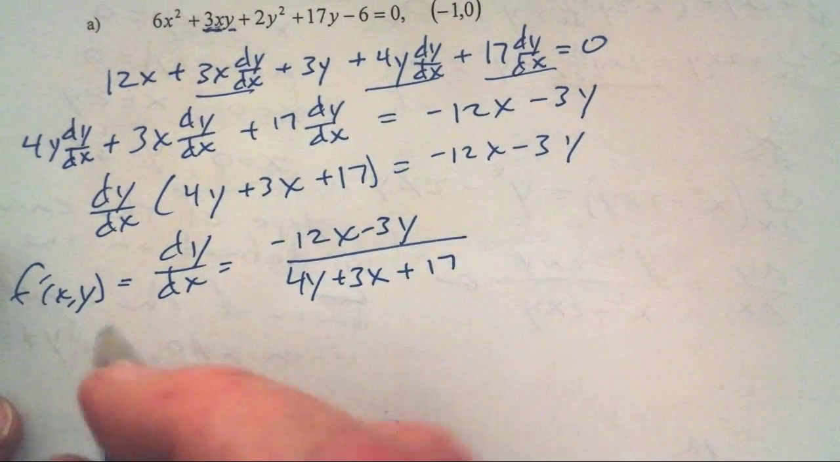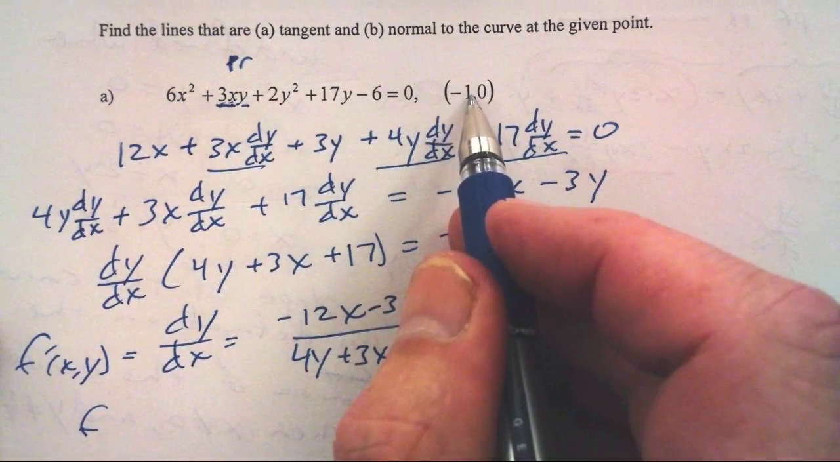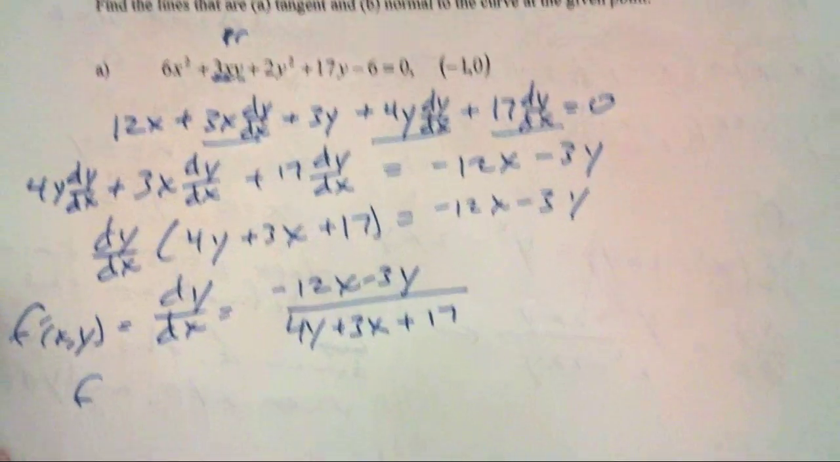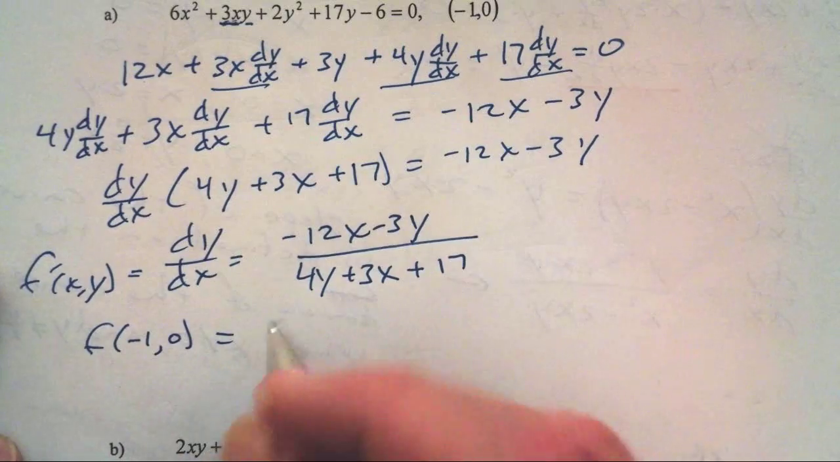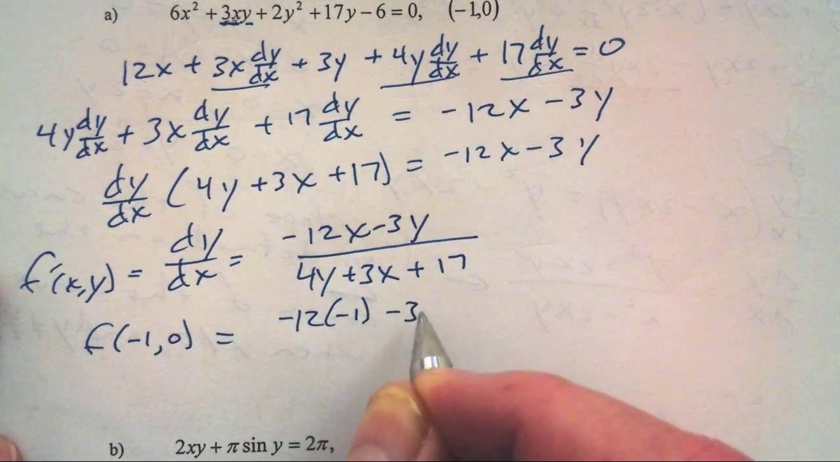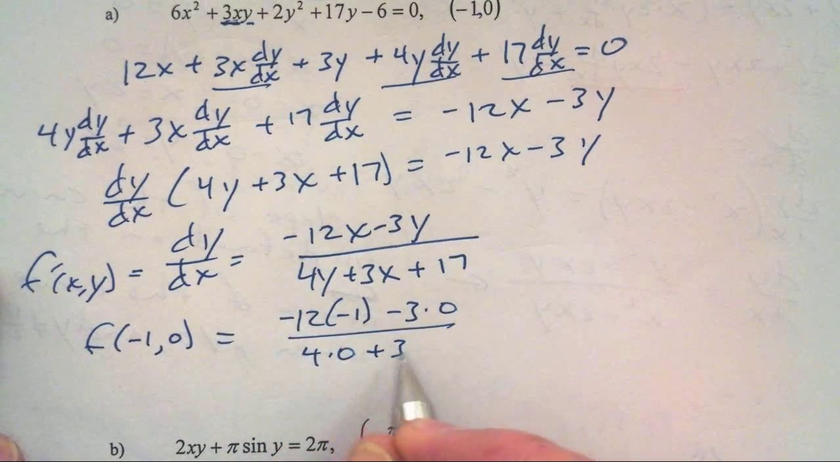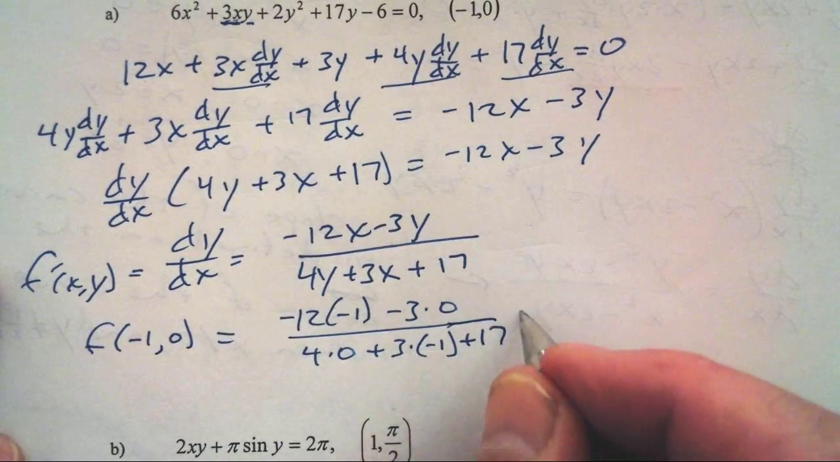And I want my slope at the point, ordered pair, negative 1, 0. They're telling me that must be on here. I'm not going to go through that. I'm going to take their word for it. Negative 1, 0. So that is negative 12 times negative 1 minus 3 times 0 over 4 times 0 plus 3 times negative 1 plus 17.